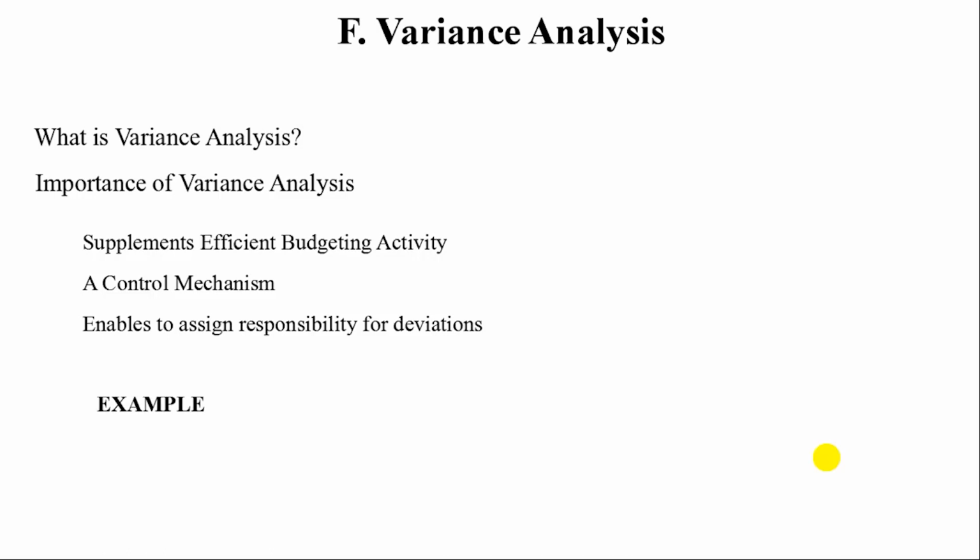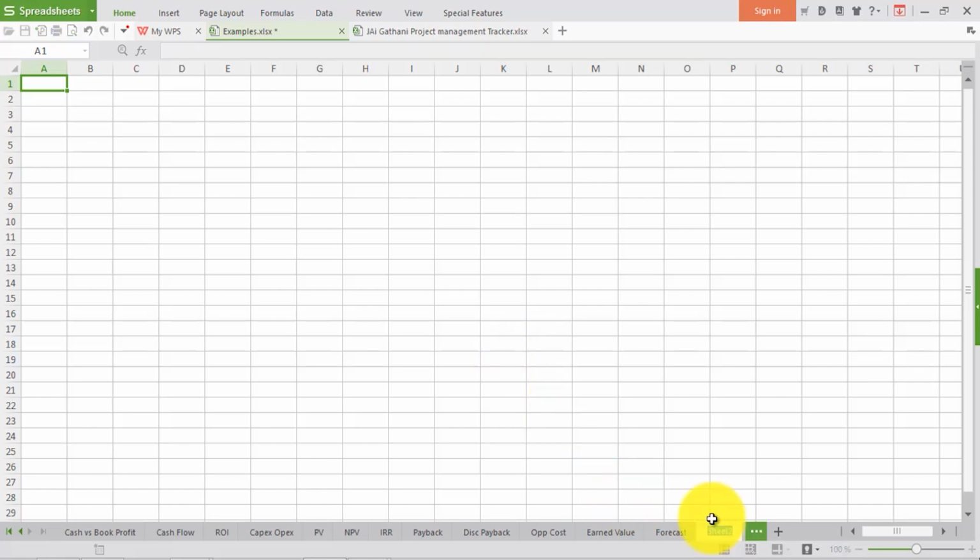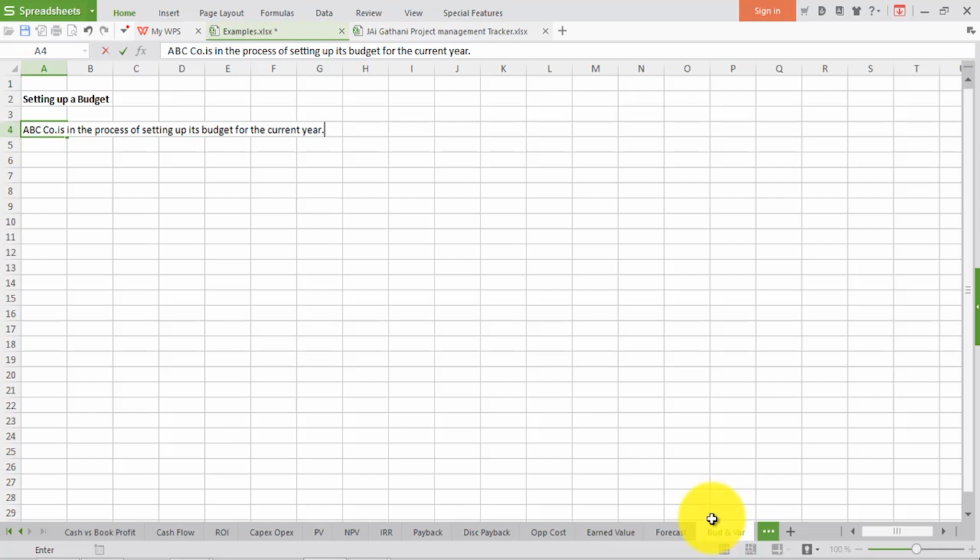With this concept in mind, let us look at an example where we're going to study the entire budgeting process and variance analysis together. So let us create the example from scratch. First, let us set up a budget. Setting up a budget: ABC company is in the process of setting up its budget for the current year. Important details are the following.